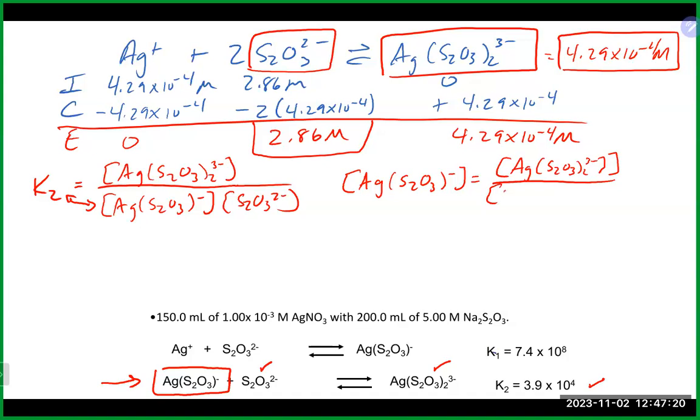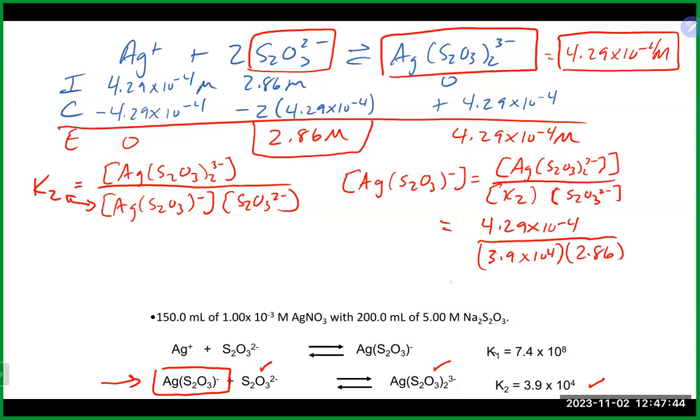Divided by K2 and our S2O3 2 minus. So putting in our numbers from our table above, we will have 4.29 times 10 to the minus 4. We will have our K2 value, 3.9 times 10 to the 4. And we will have our 2.86. That's going to give us 4.29 to the minus 4 divided by 3.9 to the 4th, divided by 2.86, going to give us for this intermediate 3.8 times 10 to the minus 9 molar.